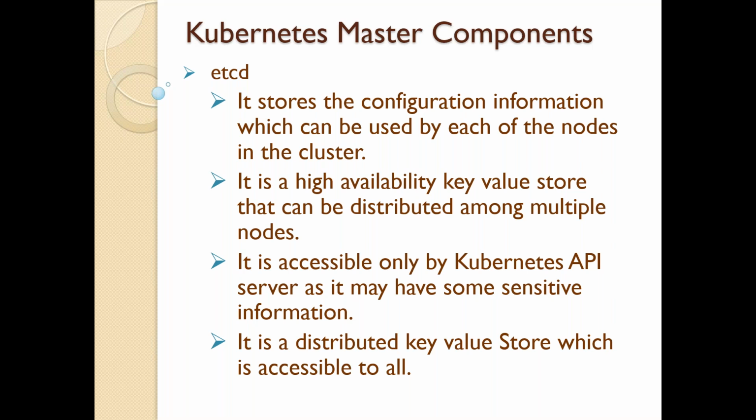etcd is a highly available key value store that can be distributed among multiple nodes. It is accessible only by the Kubernetes API. We will not be able to access it directly, as it may have some sensitive information. It's a distributed key value store which is accessible to all the components within the master. So etcd is one of the things.